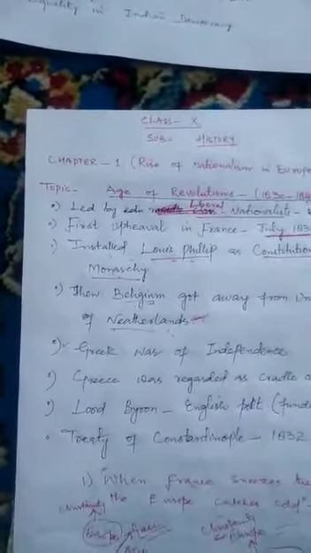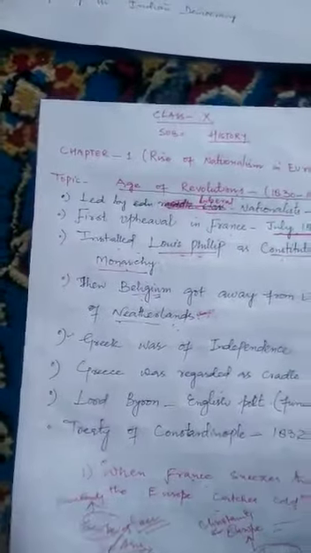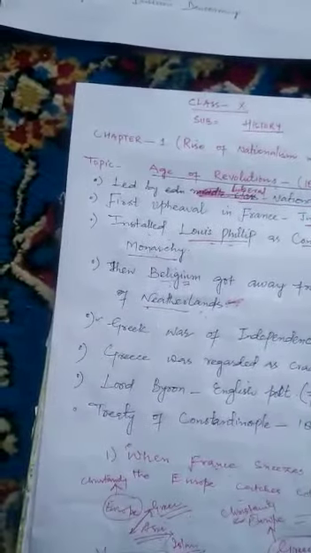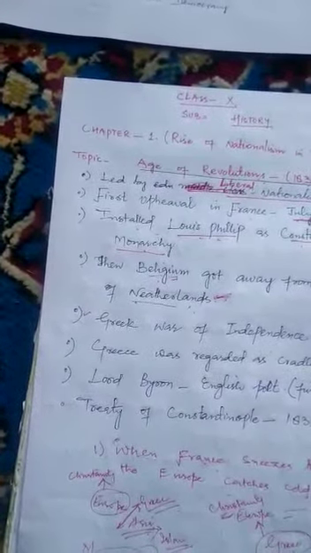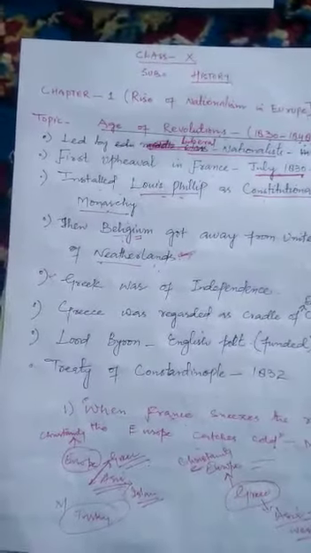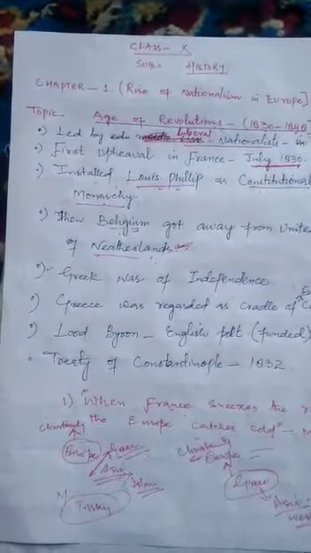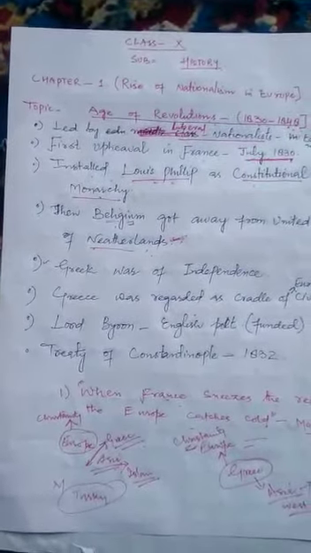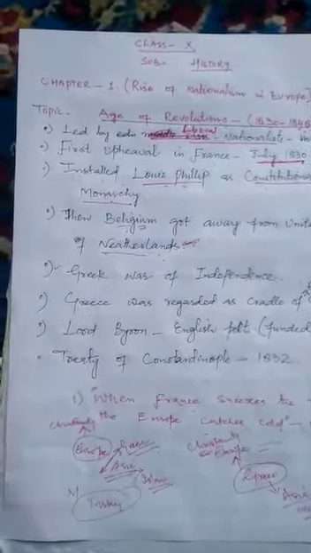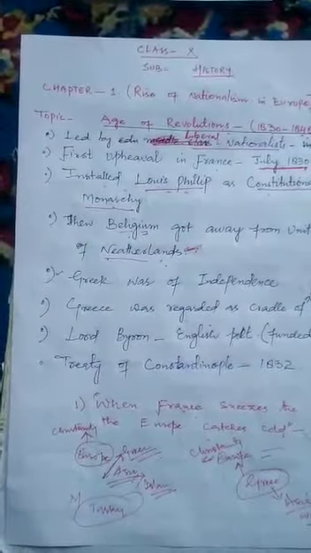Clear? So what is this? We had seen the Greek War of Independence. This Greece had been under the control of the Ottoman Empire. The Ottoman Empire is modern Turkey, or Istanbul. So it was ruled by Ottoman Turks. Ottoman Turks were actually Muslim rulers. Clear? So this Greece was under the control of the Ottoman Empire from the 15th century.